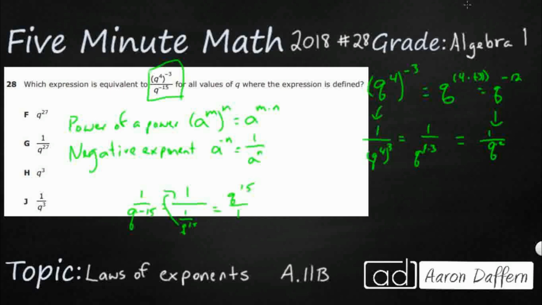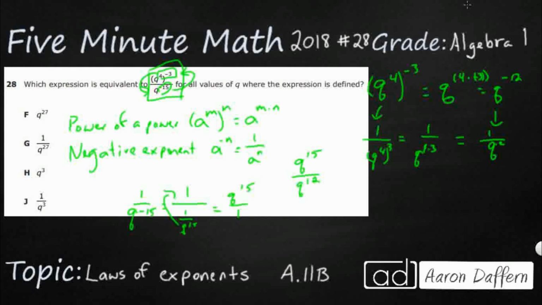So if we put these together, what we ended up with was q to the 15 over q to the 12. Because this 15 just flipped up to the top. These two multiplied to make negative 12, which means they came to the bottom. So we're switching spots. So now we have the same base.